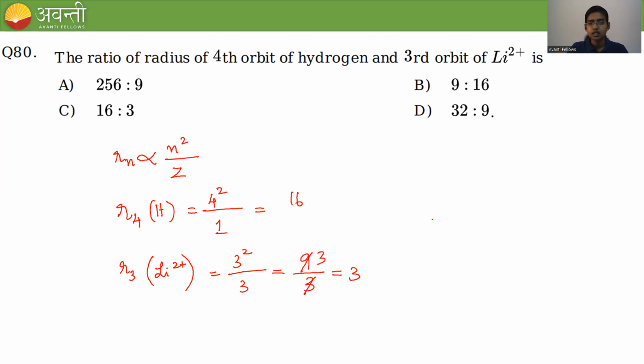So what is the ratio? r4 of hydrogen by r3 of Li2+ is equal to 16 by 3. So 16 is to 3 is the correct answer, and option C is the answer for this. Okay.